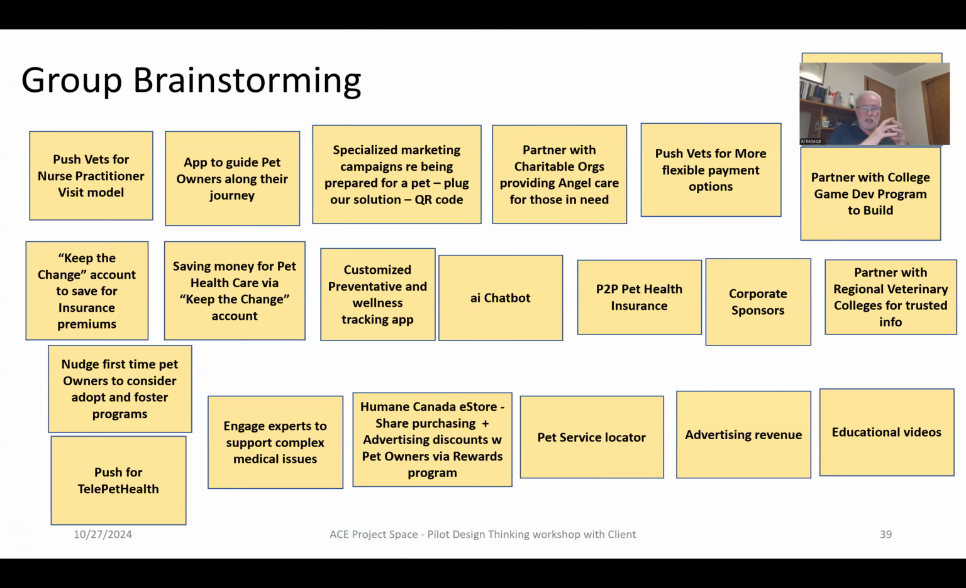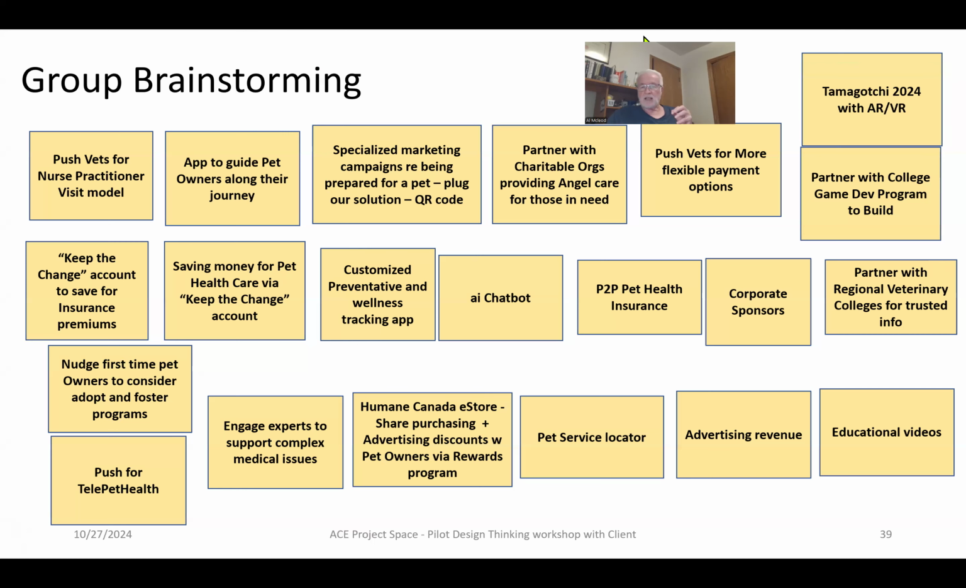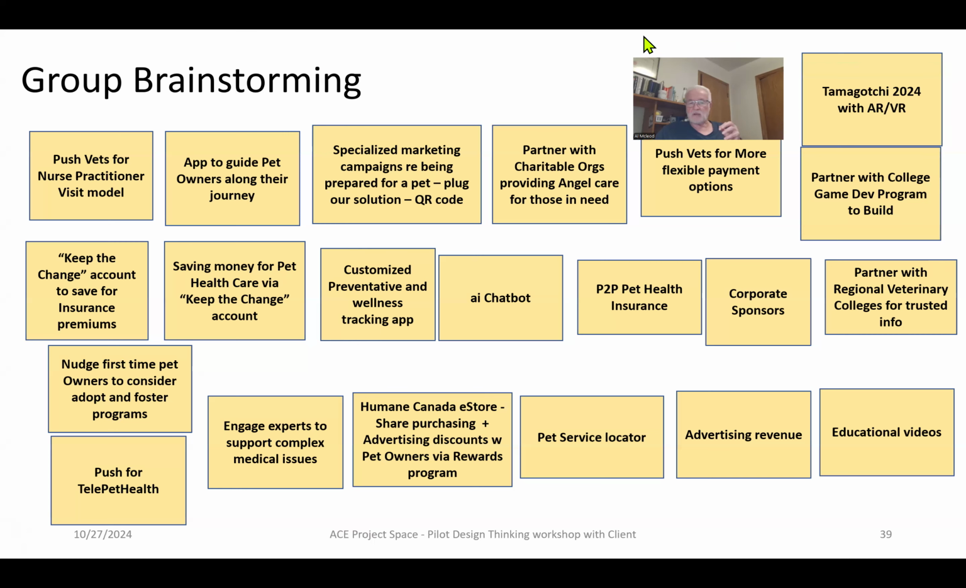So we came up with ideas like to keep the change account for saving for insurance premiums, a customized preventive and wellness training and tracking app, a push for telehealth health button, nudge first-time pet owners to consider adopt and foster programs, an AI chatbot that could be helpful, pushing vets for more flexible payment options, partner with college game dev build program to build an app for like a Tamagotchi type of critter, those electronic critters you try to keep alive, and have people try those before they get a pet.